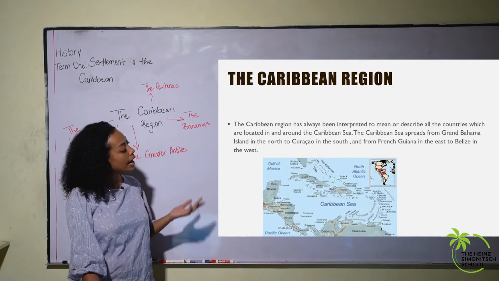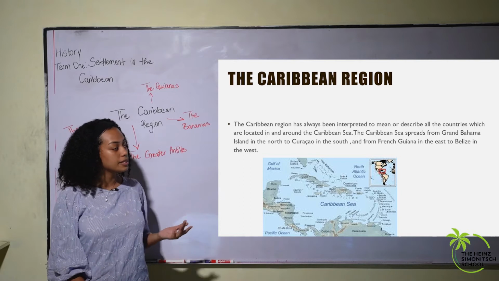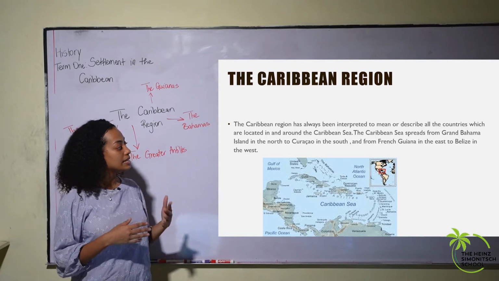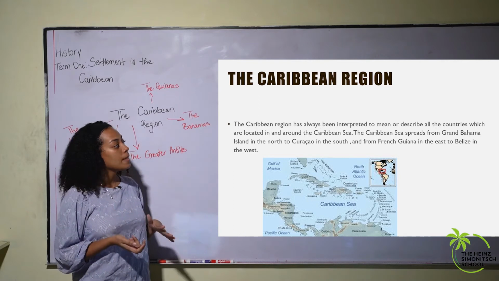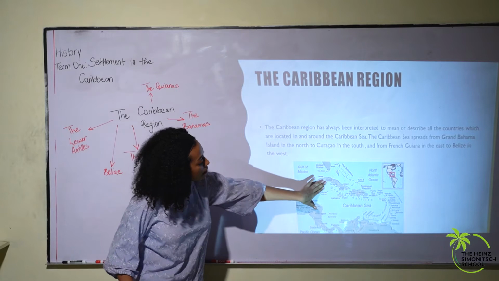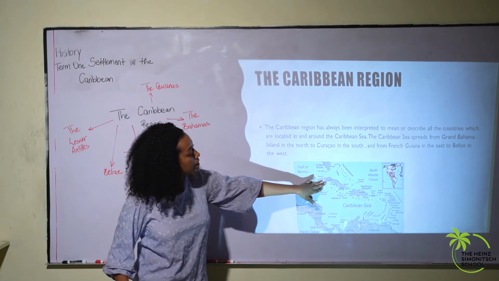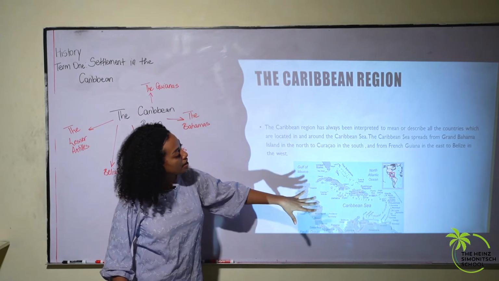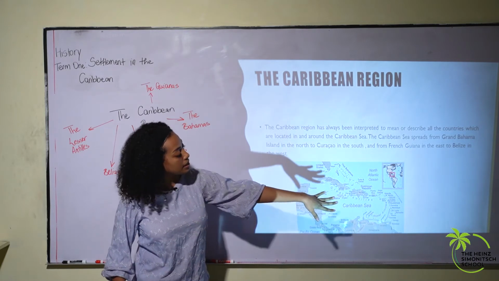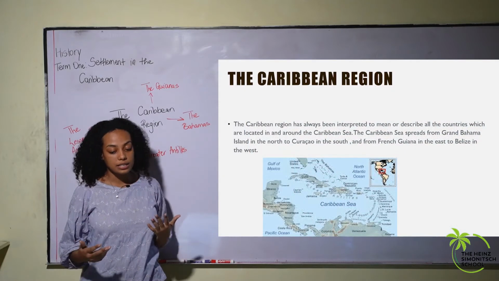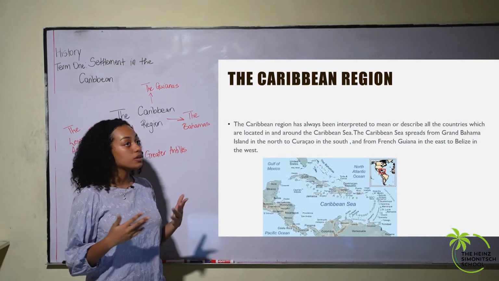Now, the Caribbean region has always been interpreted to mean or describe all the countries which are located in and around the Caribbean Sea. And as you can see here, the Caribbean Sea spreads from Grand Bahama Island in the north to Curacao down in the south, and from French Guyana in the east to Belize in the west. So this is the latitude and the longitude of the Caribbean Sea that we know that surrounds our very island, Jamaica.